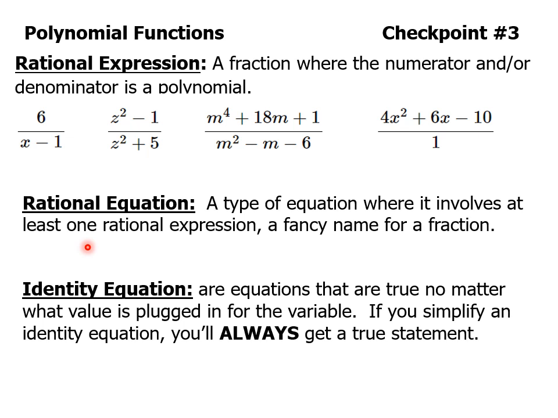A rational equation is a type of equation that involves at least one rational expression, a fancy name for a fraction. Identity equations are equations that are true no matter what value is plugged in for the variable. If you simplify an identity equation, you'll always get a true statement. That means the left side will look exactly like the right side.